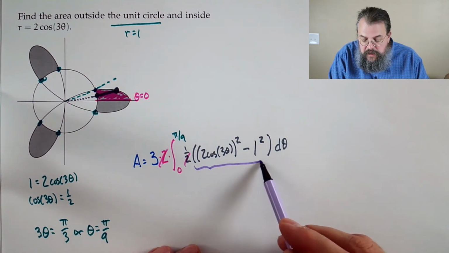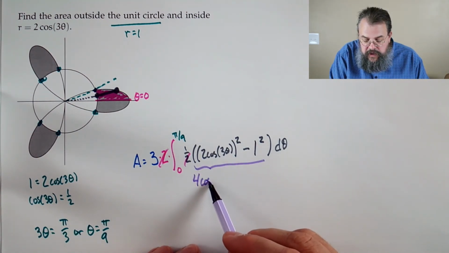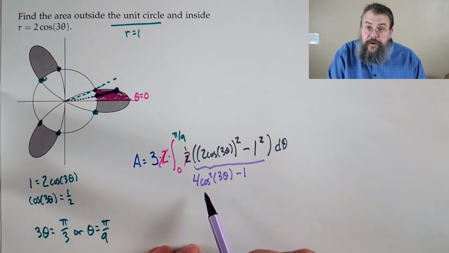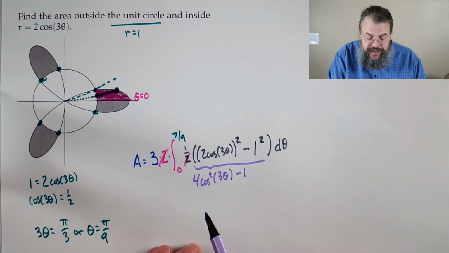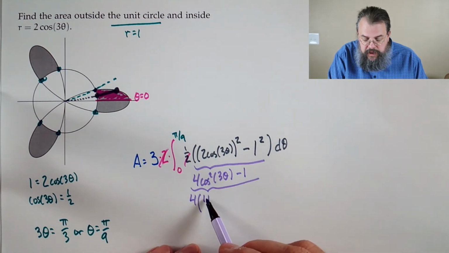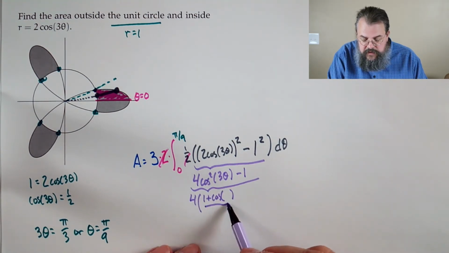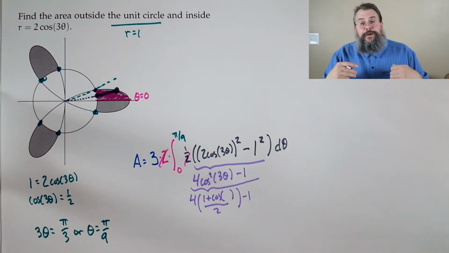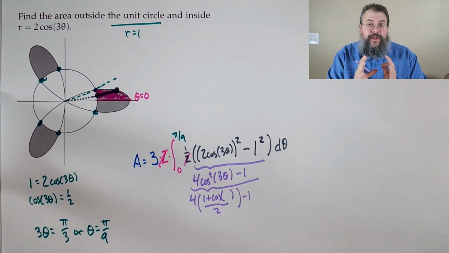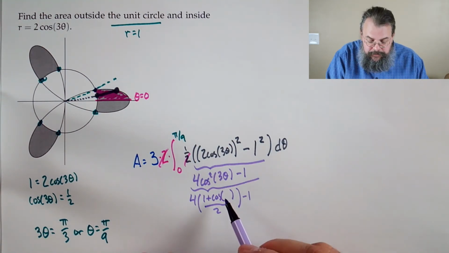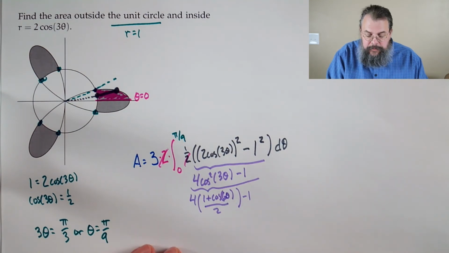So this would be 4 cosine squared 3 theta minus 1. The cosine squared, we need to use power reduction on. So this is 4 times 1 plus cosine of something over 2. Be careful here. We're doing power reduction, but the inside is 3 theta. So when we do power reduction, we're going to get twice that, so that's 6 theta there.